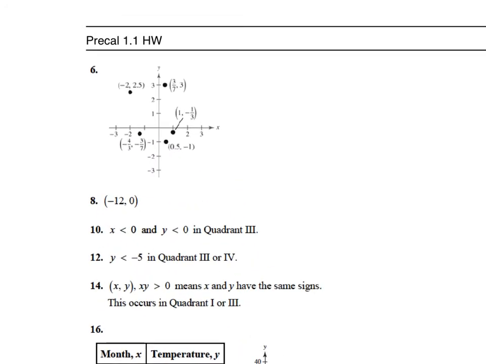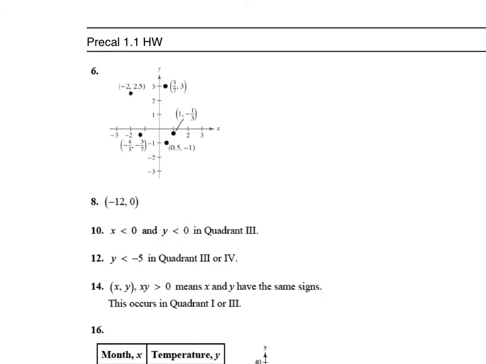So 6 was the plotting of the points. 8 is negative 12, 0. 10 was quadrant 3. 12, quadrant 3 or quadrant 4. Yep. For those questions, you have to put both, right? Yes. 14, quadrant 1 or quadrant 3.